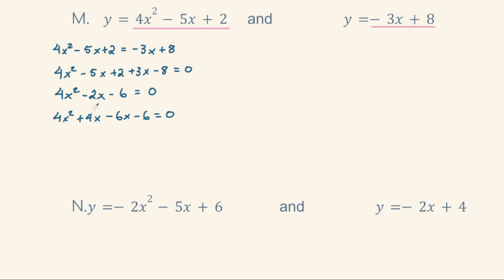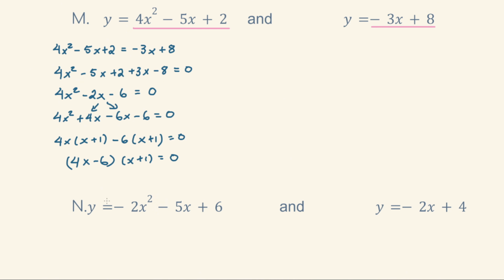We split this up into two different terms. Now we can group up these two terms by factoring out a 4x. Here we have 4x plus 1. And for these two terms, we can factor out a minus 6. That's going to be x plus 1. And now we can do some grouping here to finish this off. We get 4x minus 6, times x plus 1, is equal to 0.